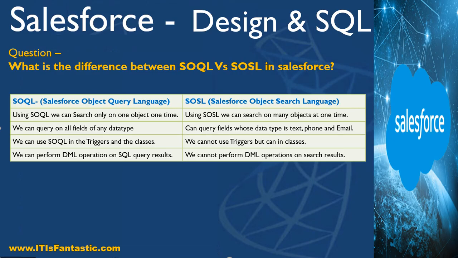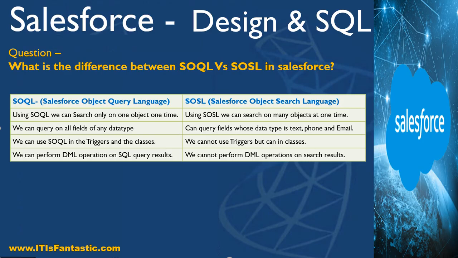What is the difference between SOQL and SOSL in Salesforce? With Salesforce Object Query Language, we can search only one object at a time. We can query on all fields of any data type. We can use SOQL in triggers and classes. We can perform DML operations on SOQL query results.